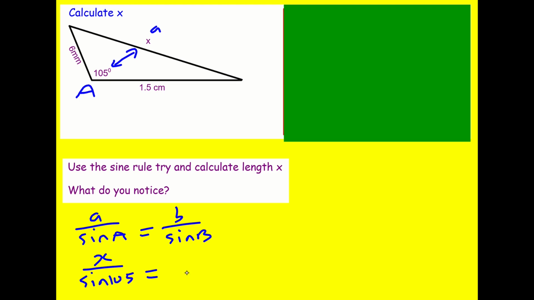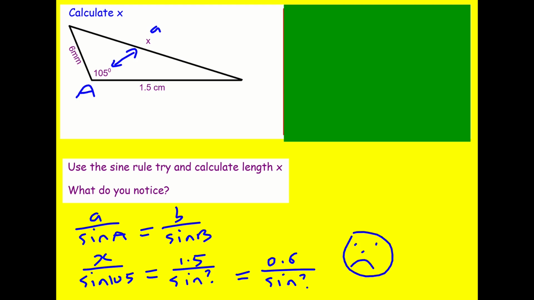If I then pick the 1.5, then I don't know the angle. And if I pick the 6, I should notice they're in ones in millimeters and ones in centimeters. So let's say we work in centimeters, so it'd be 0.6. Then again, we wouldn't know the angle. And overall, we can't use a sine rule to deal with this.